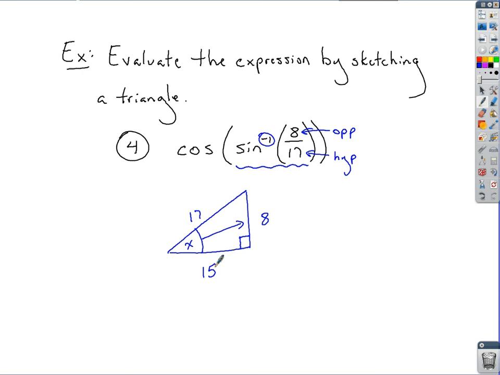But here's what's really nice. See this inside stuff? That gives us the setup for the triangle, which helps us find all the sides. Once we have all that information, work to the outside and look at cosine. Cosine is adjacent over hypotenuse, right? So what's adjacent to x? 15. And the hypotenuse is still 17, so my answer is 15 over 17. That's it.